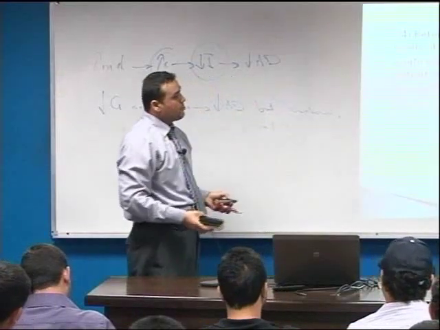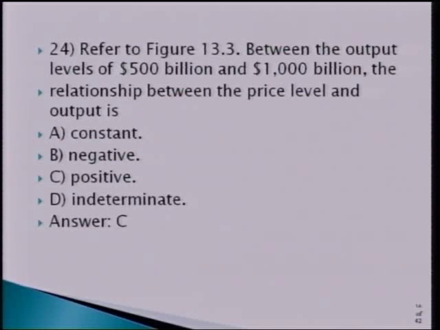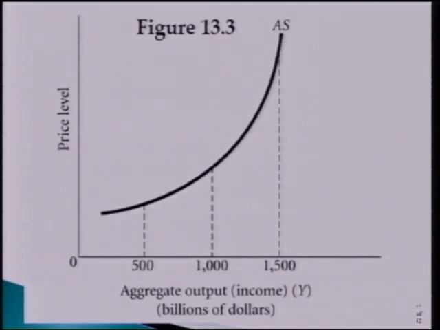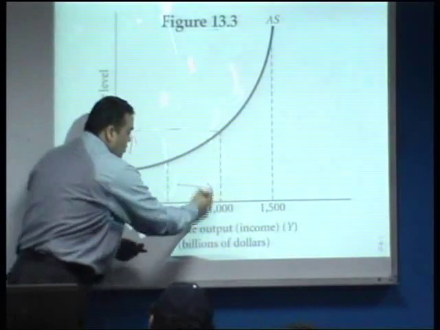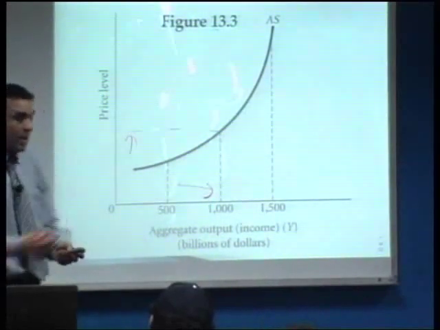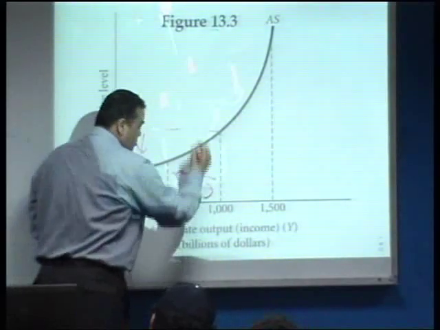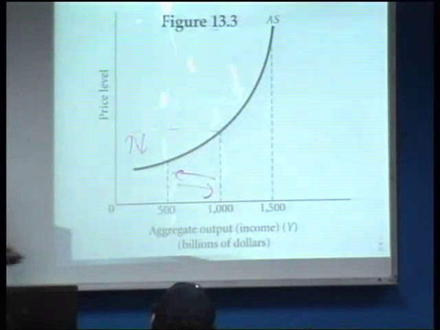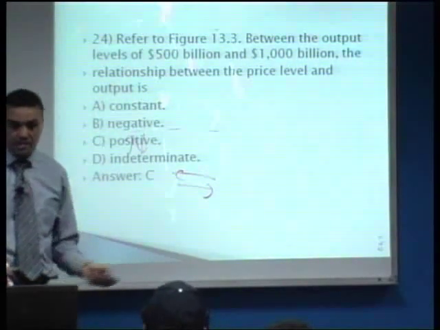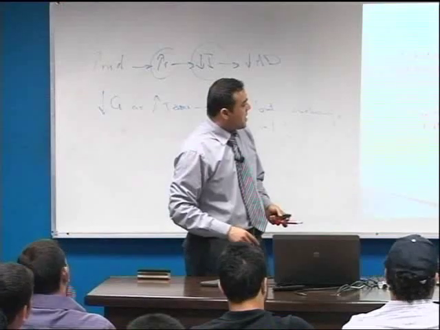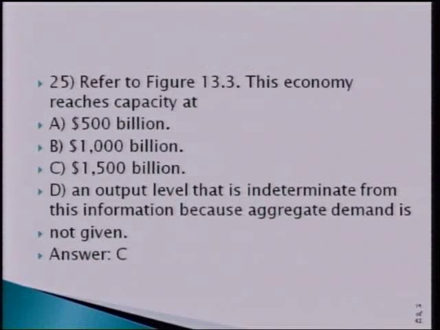So here, between the output level of 500 billion and 1000 billion, what is the relationship between the price level and output? In this region between 500 and 1000, what is the relationship between the prices and the output? If the prices increase, Y will increase, so it should be positive. If we move in the opposite direction, decreasing, it should be positive. Okay? So the relationship between the aggregate output and the price level is positive. Okay, what else? This economy reaches capacity at how much? 1500. Correct.